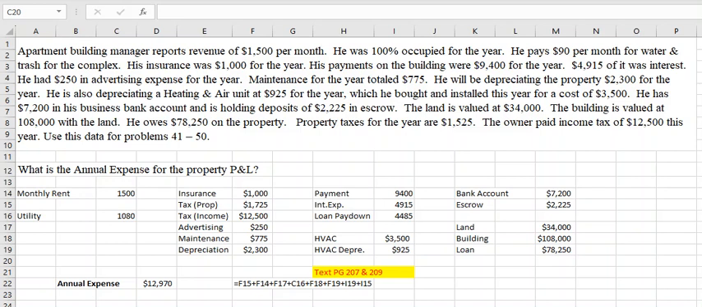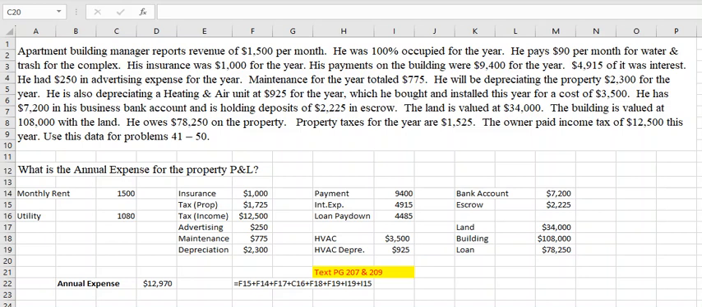What is the annual expense on the profit and loss statement for a property? Our input information is such: the apartment manager reports revenue of $1,500 per month, and it's 100% occupied for the year, which tells us there's no trade credit, no vacancy. So our total income or rents are going to be 1,500 times 12 for the year, $18,000.